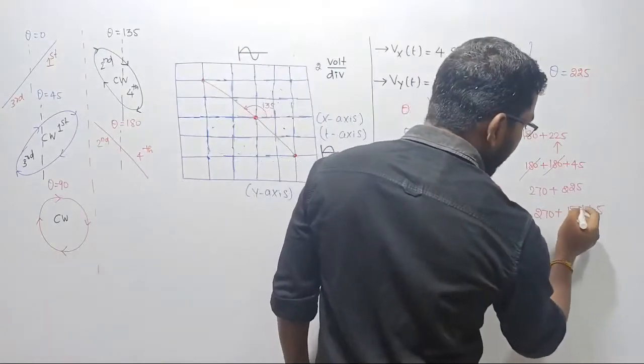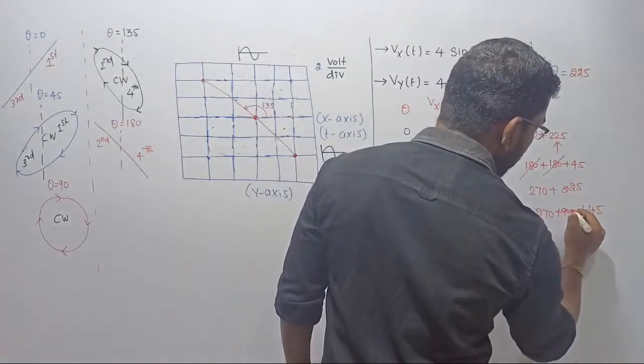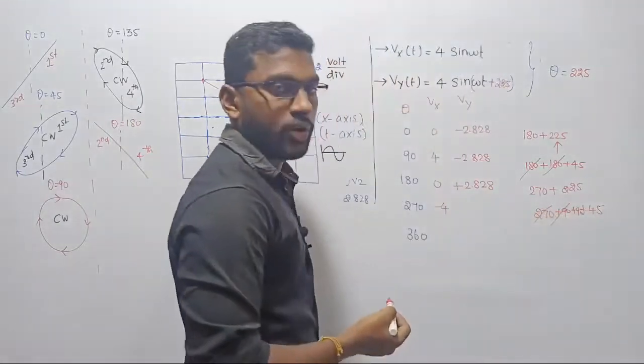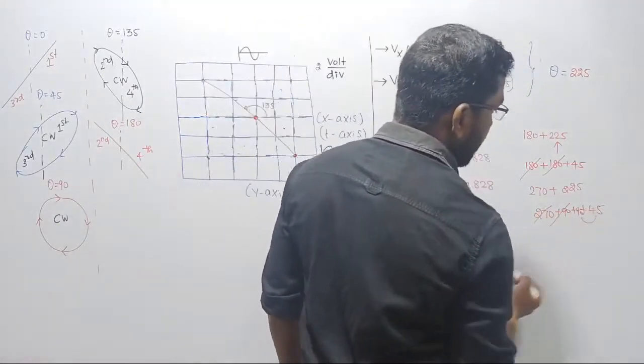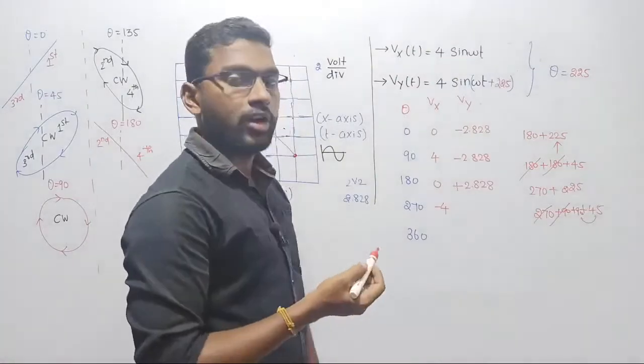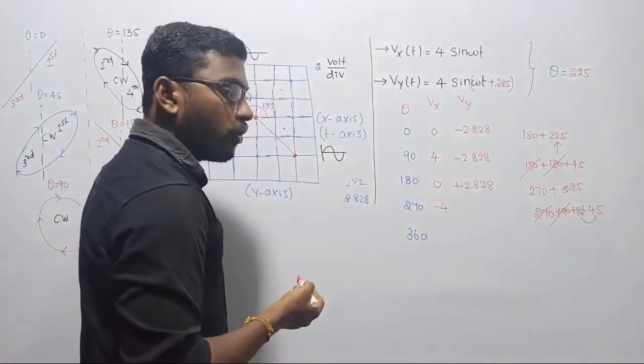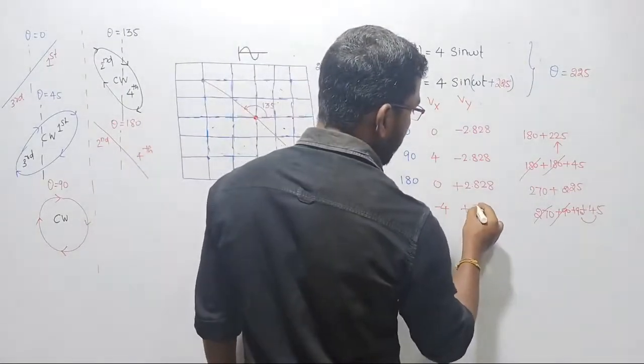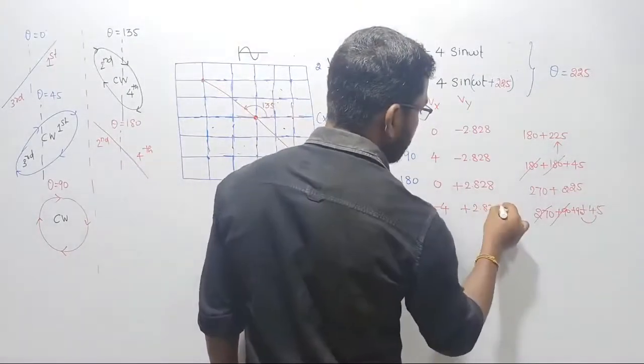Again, this 180 can be broken into 90 plus 90, such that 270 plus 90 becomes 360, 0 degree. 0 plus 90 plus 45 will become 135. Sin 135 will be equal to 1 by root 2. 1 by root 2 into 4 will become 2 root 2, that is equal to plus 2.828. So again we are going to get plus 2.828 only.